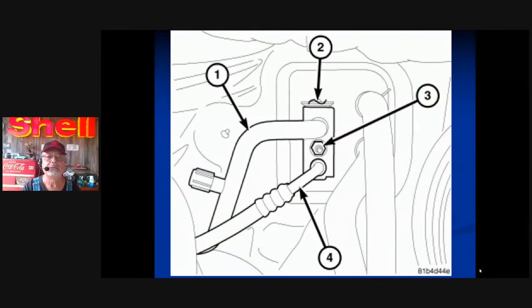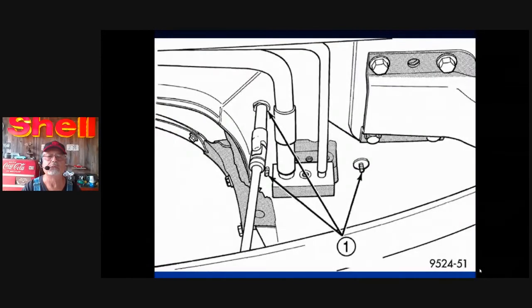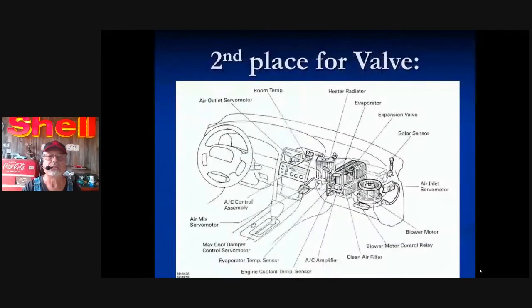Yes, we have it. We're at the firewall. There's the number 2. Okay, the number 3 bolt holding the 2 lines at the firewall. What do you think? Is this an expansion valve? Do you see a round thing? No, you don't. This is just a block fitting. Yes, these are AC lines.